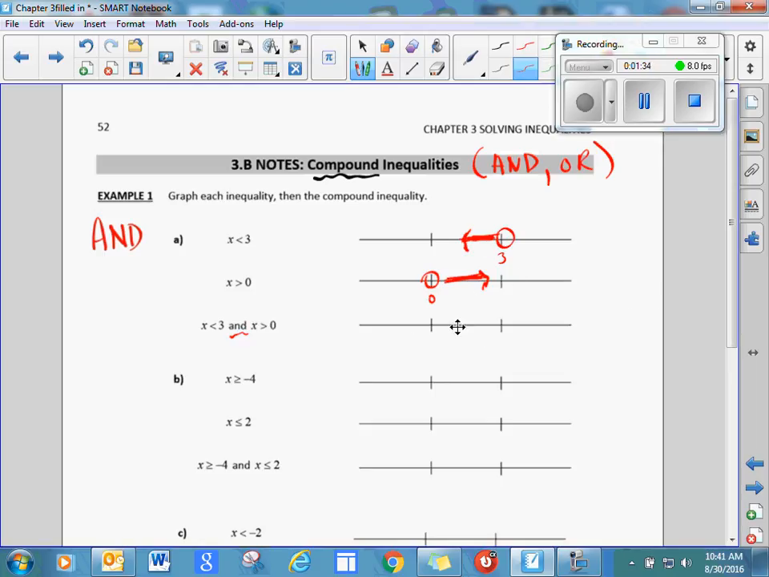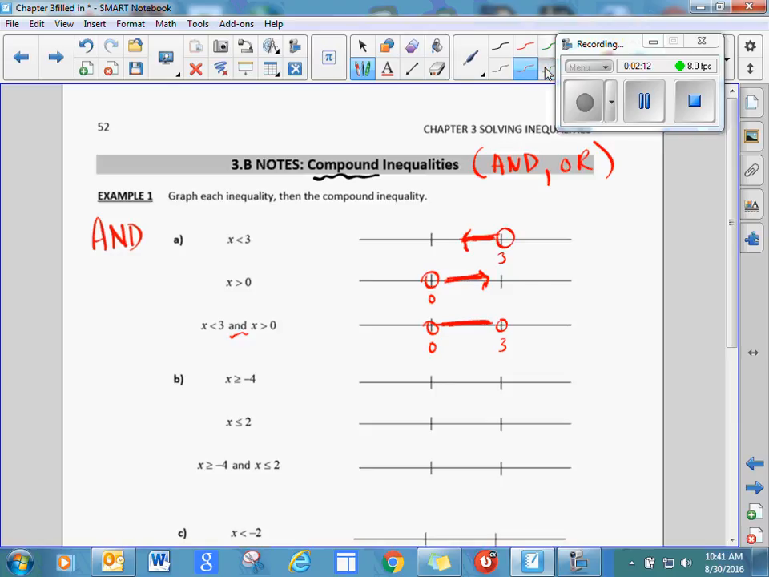So our final graph is going to look different. It is going to include all of the points that meet both of these conditions. I want all of the numbers that are less than 3, and they also have to be greater than 0. So that is really just a little piece of the number line, 0 to 3, and it's this piece right here. It includes the numbers less than 3 and the numbers greater than 0. So these are the guys that can come to our party.